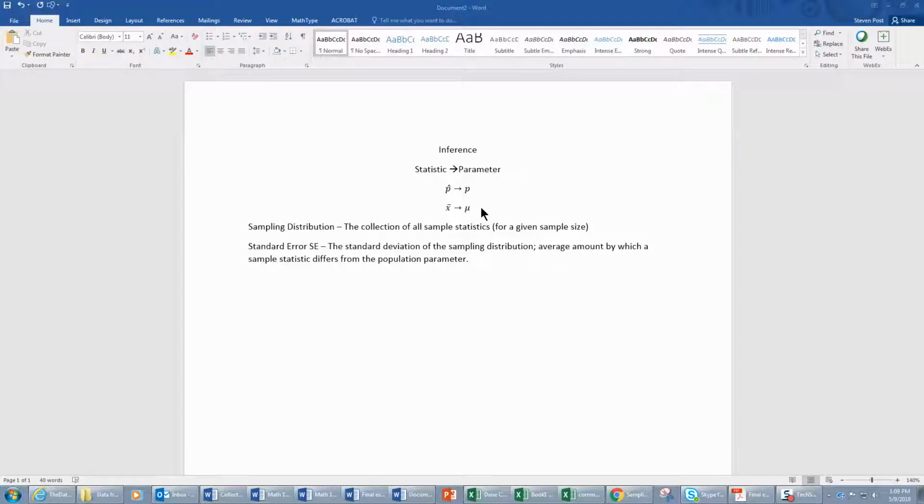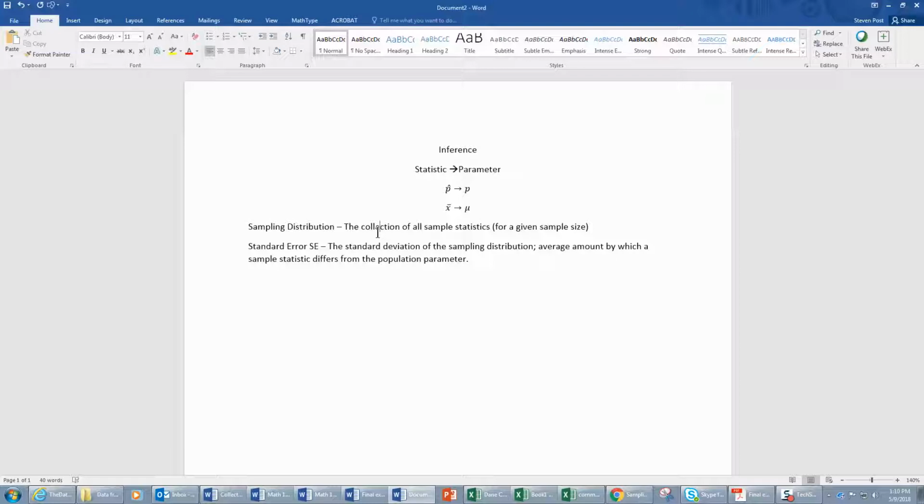And as sections 3.1 and 3.2 of our book make clear, the key to all of this is going to be the sampling distribution. The sampling distribution is the collection of all sample statistics for a given sample size. And we're interested in what can happen. What does that look like? What are the possibilities? What's the shape? And how much variation is there in those sample statistics?